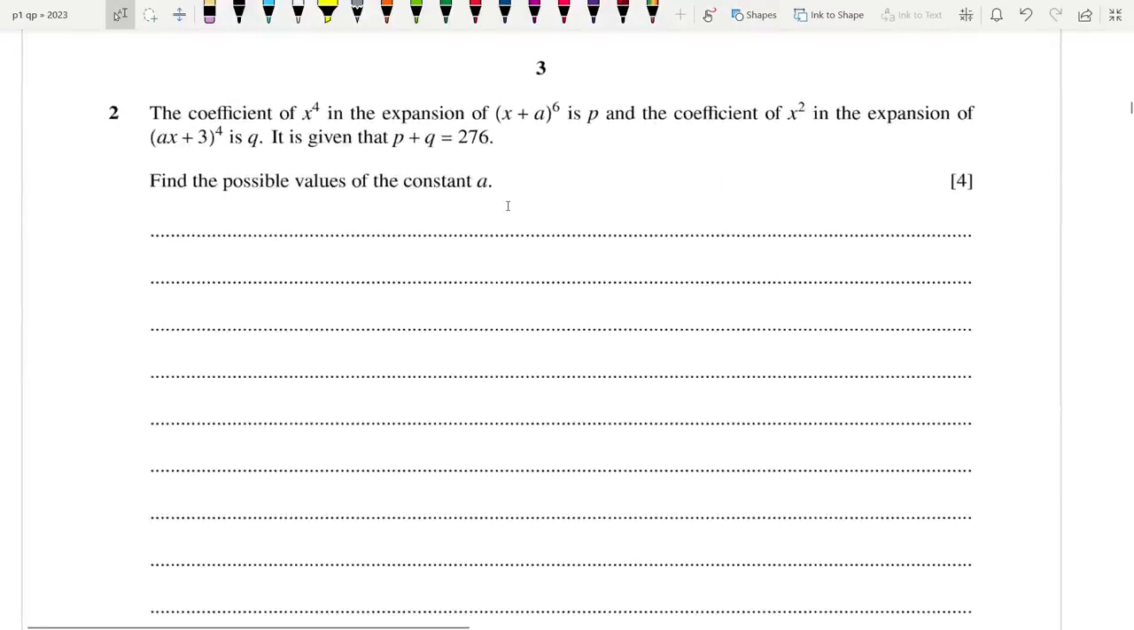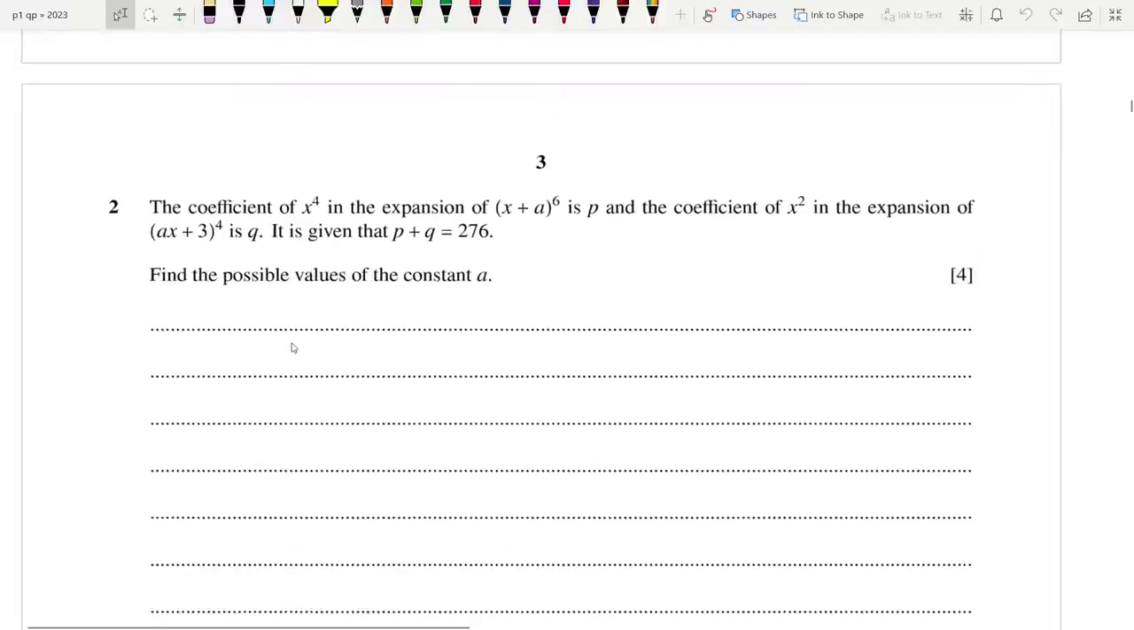The coefficient of x to the power 4 in the expansion of (x plus a) to the power 6 is p, and the coefficient of x squared in the expansion of (ax plus 3) to the power 4 is q. It is given that p plus q is 276. Find the possible values of the constant a. Okay, let's break this down.